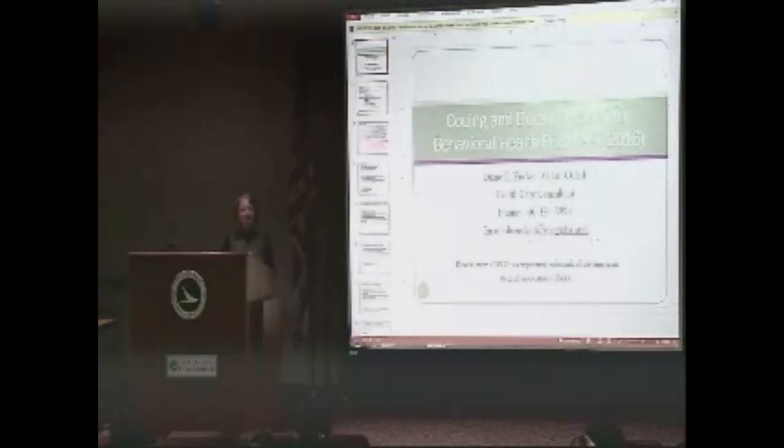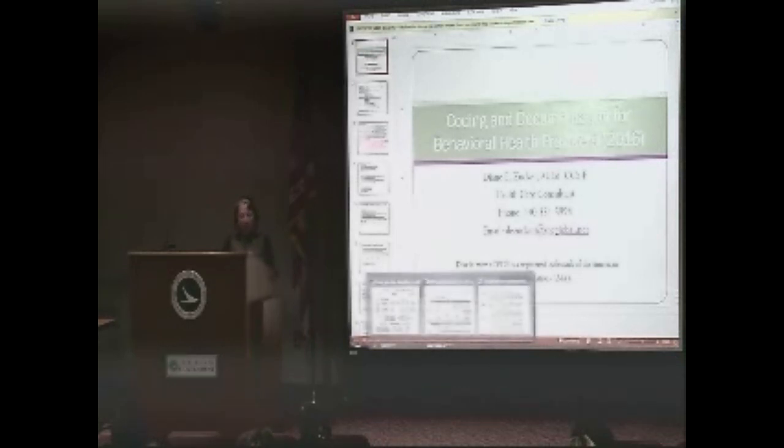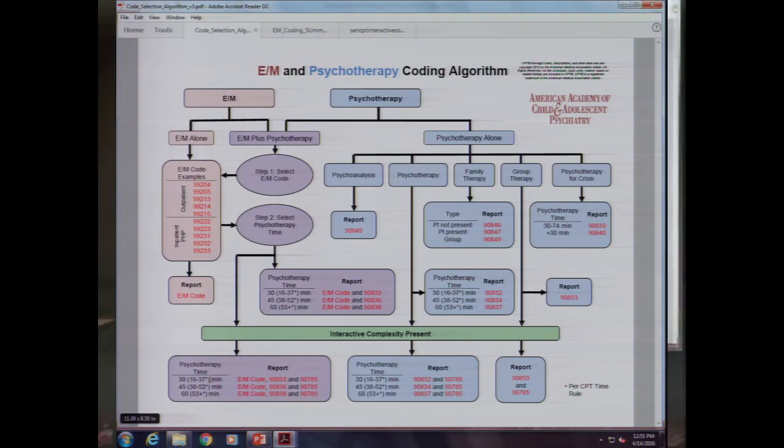There are a couple of other things that are in your handout that may help you in terms of understanding the documentation and coding process that we're going to be chatting about today. This is kind of a flow sheet that talks about what happens in behavioral health. Is it an E&M alone? Is it E&M and psychotherapy? Or is it psychotherapy alone? And as you're going through and reorienting yourselves, your clinicians, your practice, and your process, this may help you get a handle on what coding might be used in which scenarios of care.